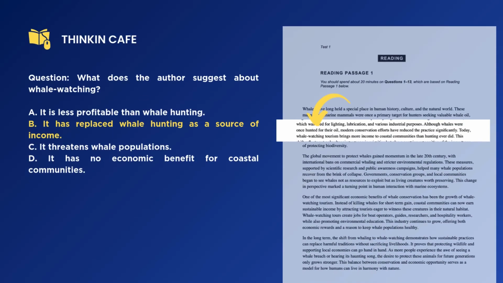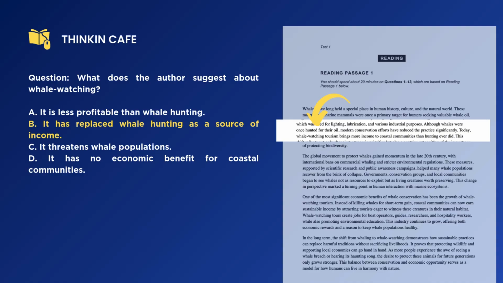Alright, let's review this question. The question wants to know what the author suggests. Let's look at the options. A says whale watching is less profitable than whale hunting. B says it has replaced whale hunting as a source of income. C says it threatens whale populations. And D says it has no economic benefit for coastal communities.